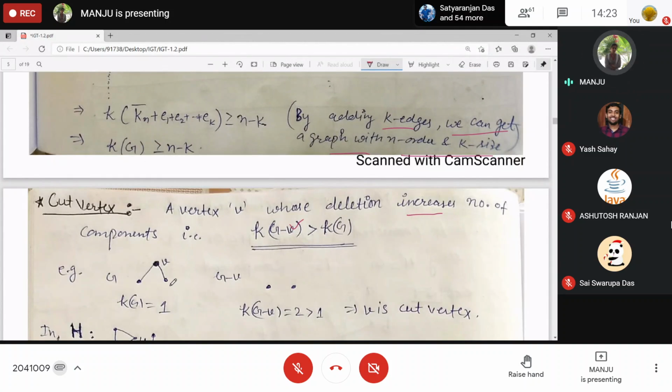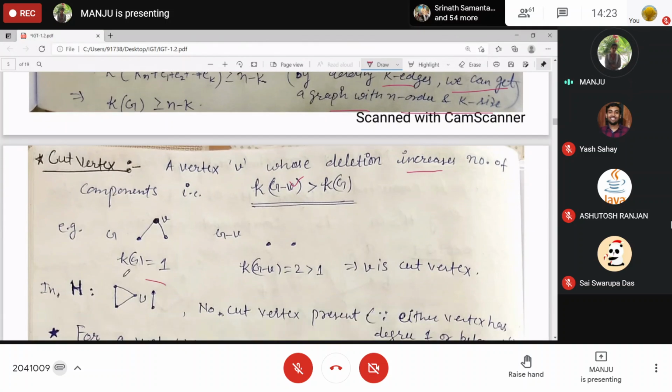Now here, in this one, how many cut vertices? In graph H, how many cut vertices? Zero. You cannot remove any: if you remove this, the number of components is 2, it was 2, and the same is happening with this one, and the same with this one, right? The number of components doesn't change. That's why no vertex is a cut vertex.